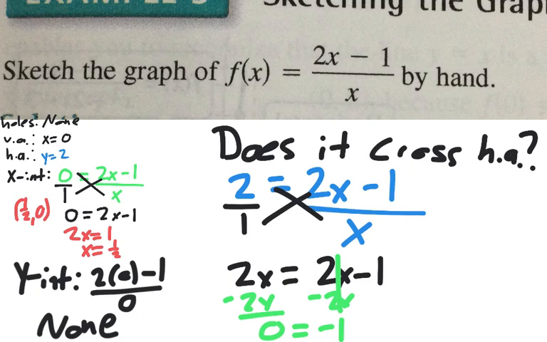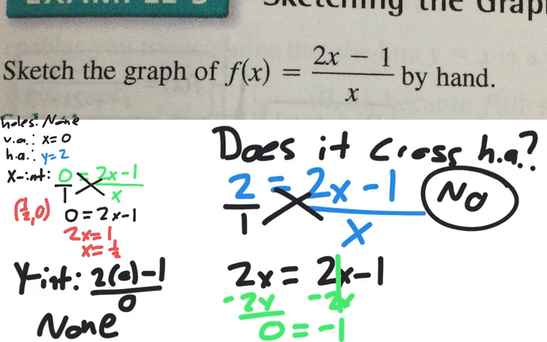So my x's went away. That means this is an error message. Does it make any sense? So it does not cross the horizontal asymptote. If it told me x equals a number, then that's telling me where it crosses. But since I didn't get that, that means it does not cross the horizontal asymptote.